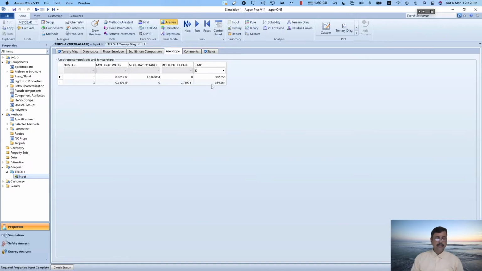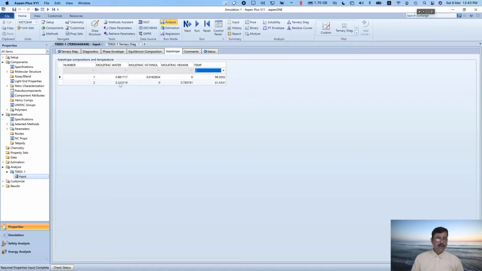Okay, so at 99.5 degrees centigrade we have water and octanol azeotrope with no hexane, and at 61.43 degrees centigrade we have water and hexane azeotrope with no octanol. Now this azeotrope is very well visible in the ternary diagram.